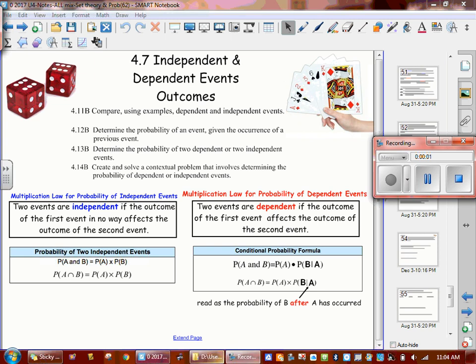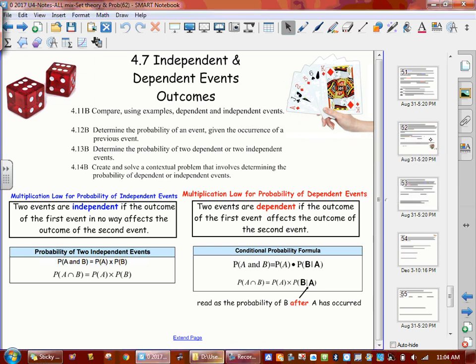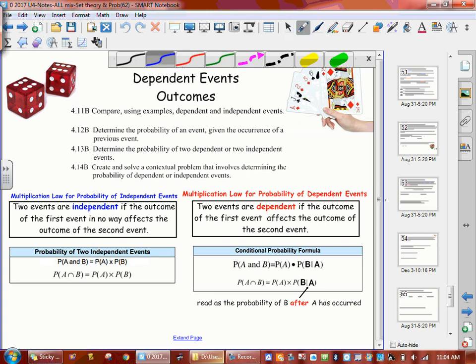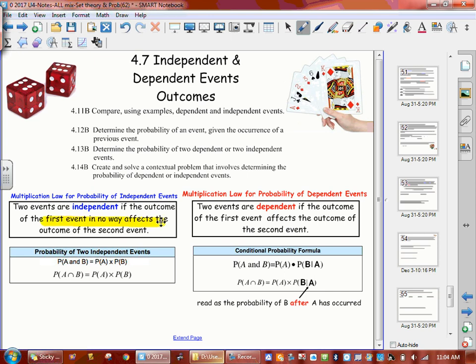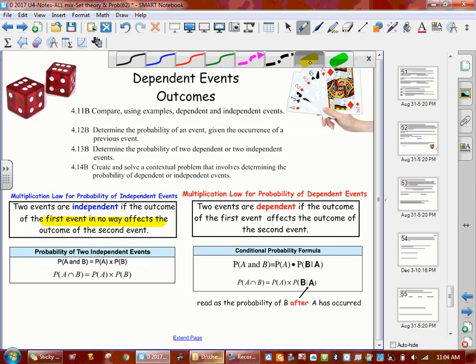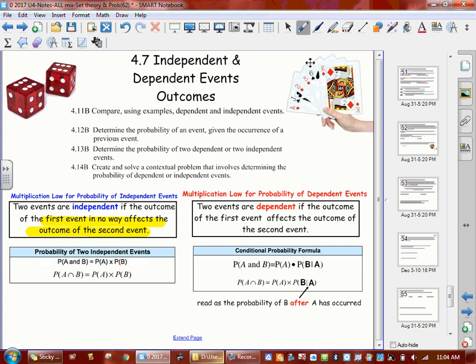Hey, welcome to lesson 4.7, independent and dependent events. So if we take a look, we've got a multiplication law. There are two different multiplication laws, one for dependent events and one for independent events. If an event is independent, the first event does not affect the second event. They are independent if it does not affect the second outcome. However, we say they are dependent if they affect the second outcome.